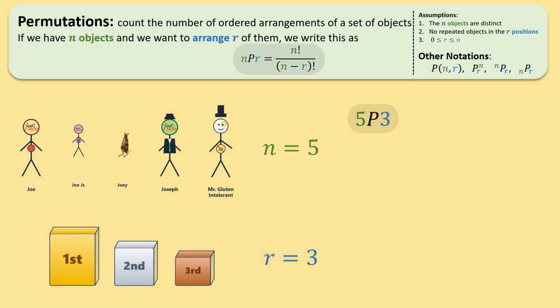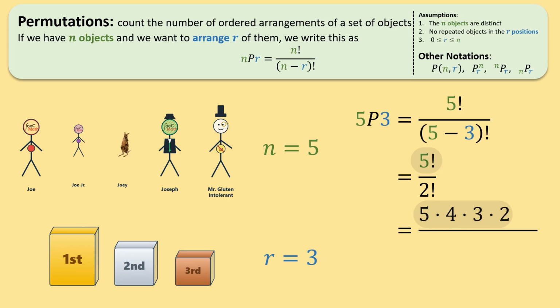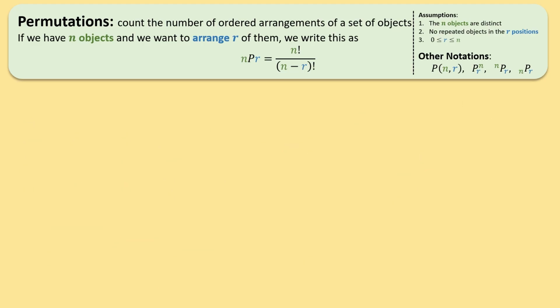Using the formula, we get 5 factorial divided by 5 minus 3 factorial, which is equal to 5 factorial divided by 2 factorial. Since 5 factorial is 5 times 4 times 3 times 2 times 1, and 2 factorial is 2 times 1, the 2 times 1 will cancel out, leaving us with 5 times 4 times 3 in the numerator, which equals 60. Let's look at one more example.